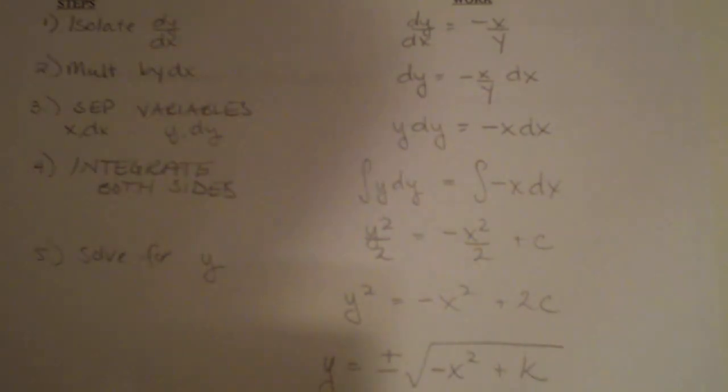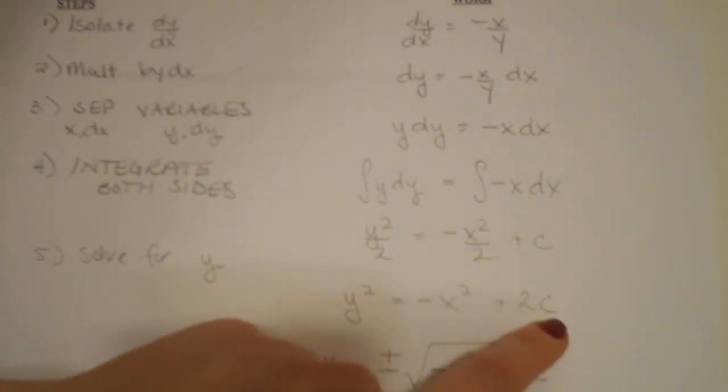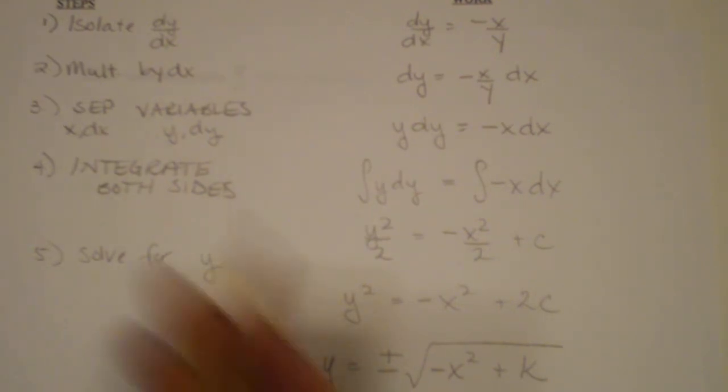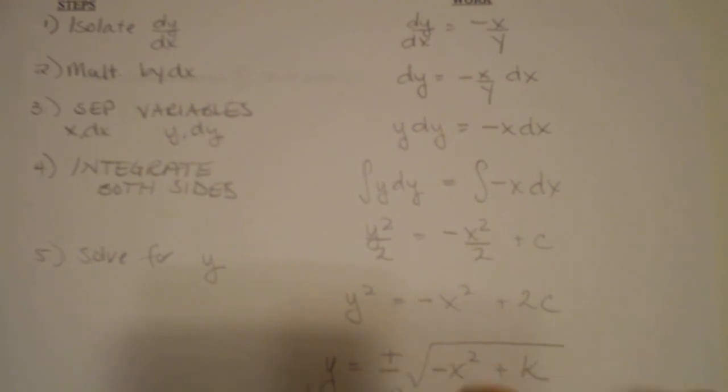Now this isn't a huge deal. A constant times 2 is another constant. So a lot of times it'll switch to a k. You can actually leave it as a c all along. It's really okay. Now, that right there is my general solution.